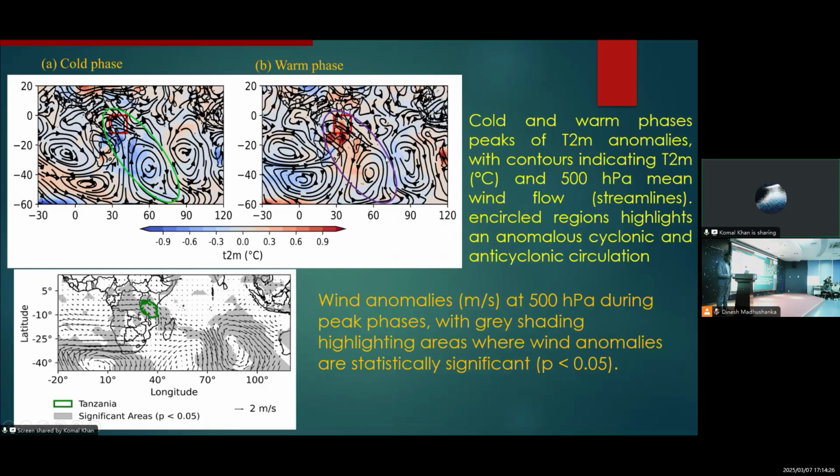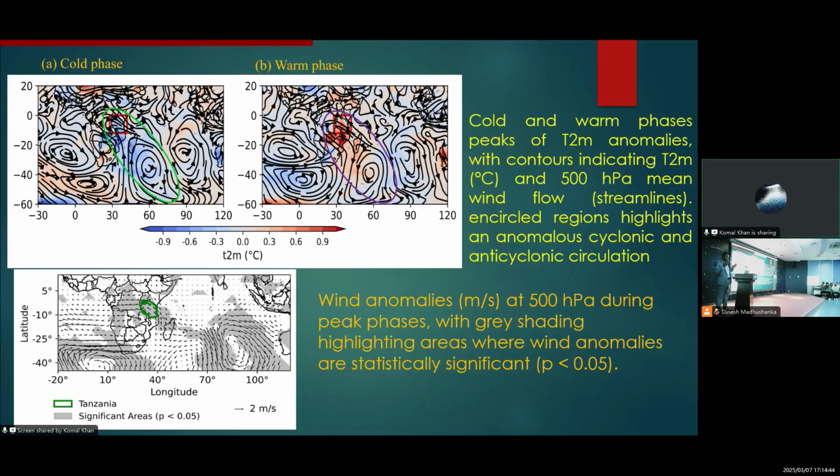And in one phase, we see there is a reversal of direction from cyclonic flow. Now it is anticyclonic, and it is also extending towards the study area, Tanzania, as you can see from the streamlines. Now we want to see, is this change significant?